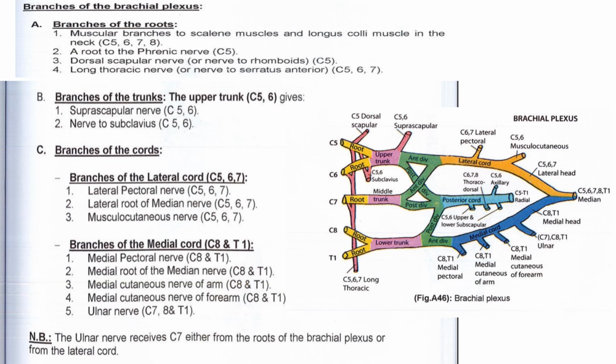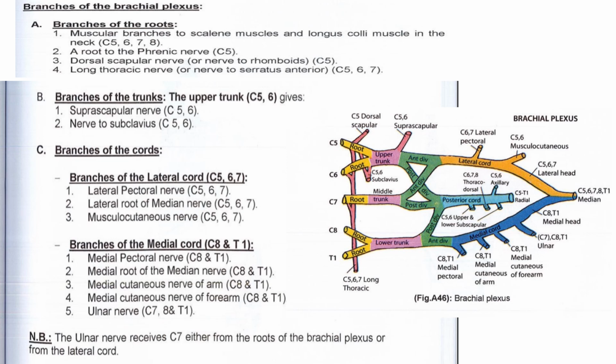Then we have C5 again, which gives supply to the dorsal scapular nerve, which is also called the nerve to rhomboids. Why do we say nerve to rhomboids? Because the dorsal scapular nerve supplies the rhomboid muscles, like rhomboid major, rhomboid minor, and also levator scapulae. These three muscles are supplied, so that's why it's called the nerve to rhomboids.